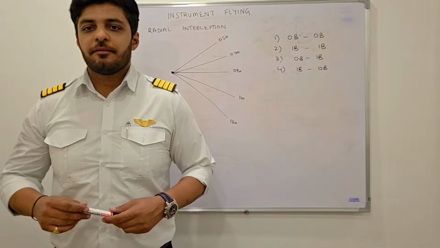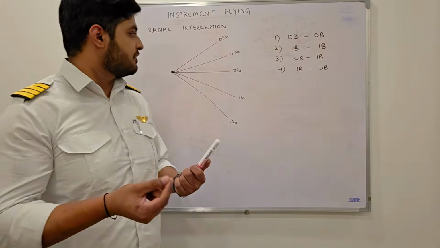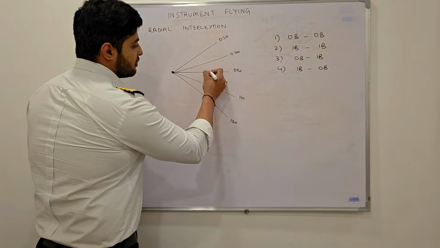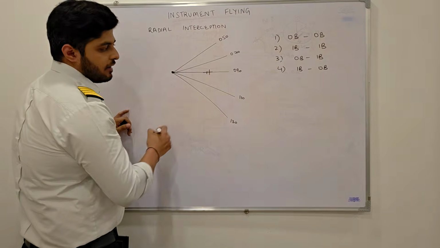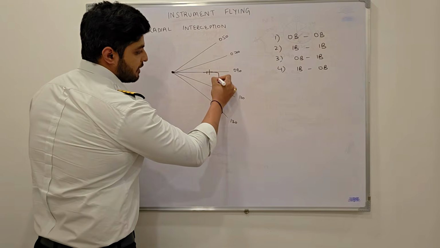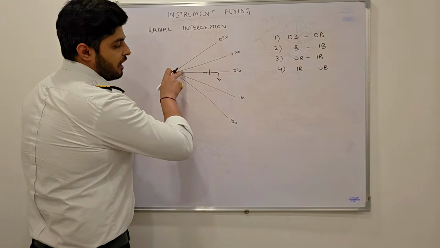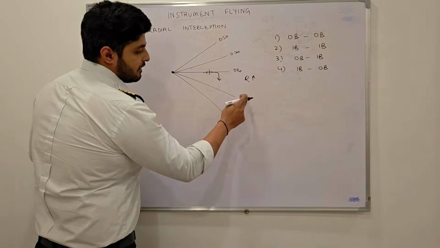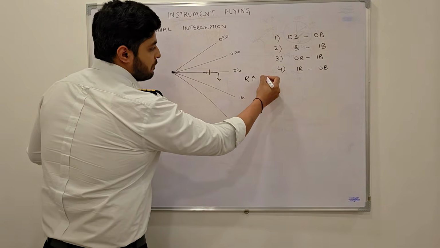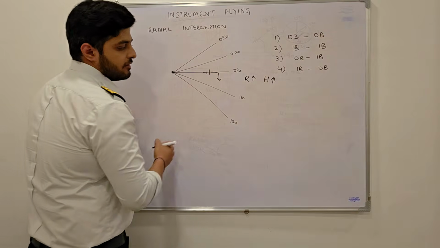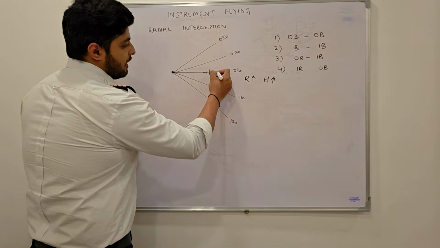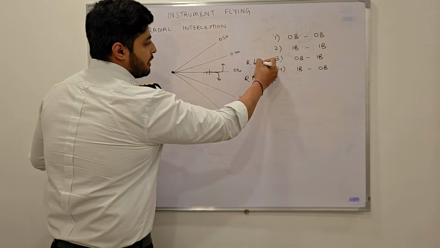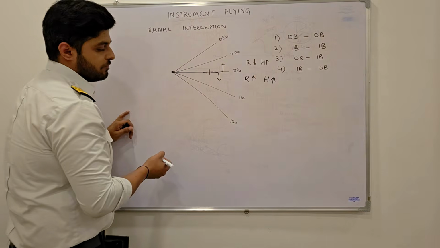Before moving further, I'll just tell you a basic concept. For example, if I'm on a radial of 090 proceeding outbound and I turn right, my radial will increase, as you see. Similarly, my heading will also increase. If I turn left, my radial will decrease and my heading will decrease.